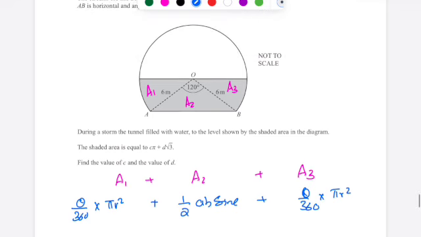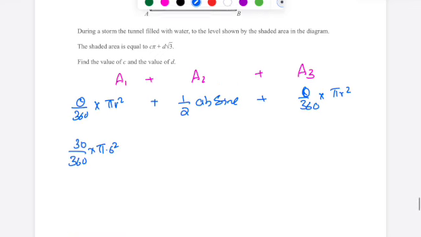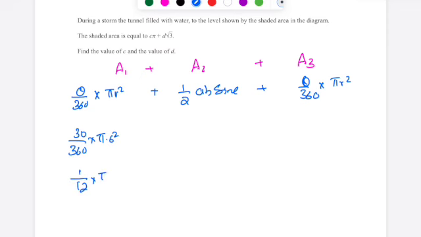So now what is going to be the area of the sector? This angle has to be 30 degrees. This angle has to be 30 degrees. Both the angles have to be 30 degrees over there. So 30 upon 360 times pi times 6 square, which is 1 upon 12 times pi times 36, which is going to be 3 pi.